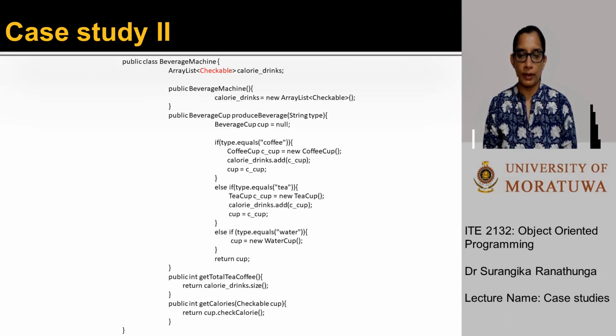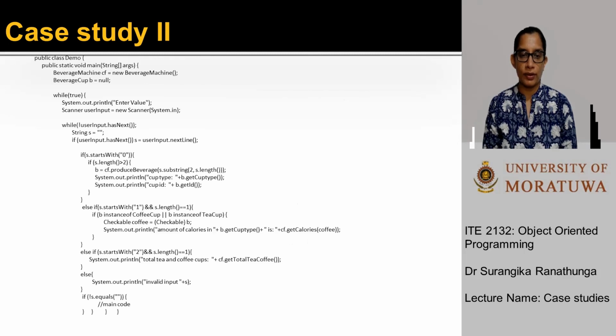In this specific example, you can see three places where polymorphism helps us. That means having a checkable array list, the produced beverage returned as a beverage cup superclass object, and this beverage cup attribute being assigned to the corresponding subclass objects based on our logic. Here, as per our requirement, only if it is a coffee cup or a tea cup, we add the created object to the calorie drinks checkable array list.